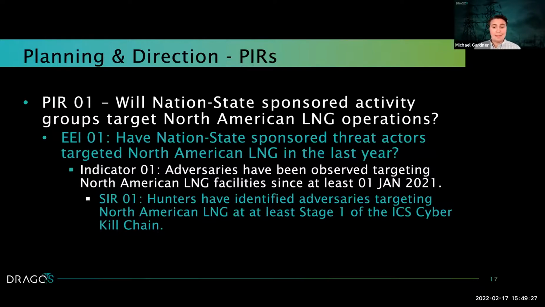And this can be anything, but it needs to be specific. So this could be a government or ISAC notification indicating a nation-state sponsored threat actor has targeted LNGs in North America. Or it could be a report from a paid vendor like Dragos, in which we have dedicated adversary hunters who may report on information like this that they've observed. It just has to specifically align to the questions you're trying to answer in this PIR.